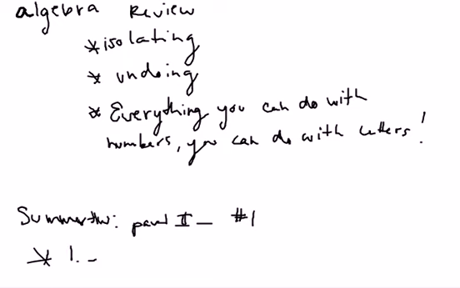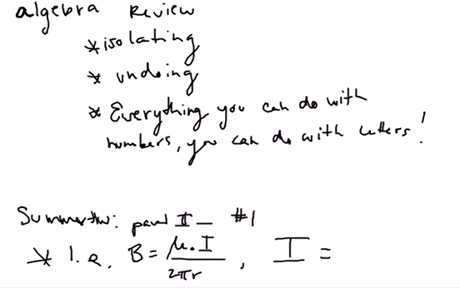So on number 1, E, I forgot to tell you which one to solve for, so it's B equals mu naught I over 2 pi r. Please solve for I, so I want it to look like I equals at the end.